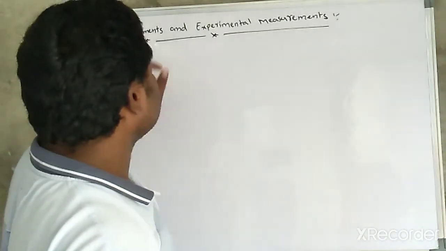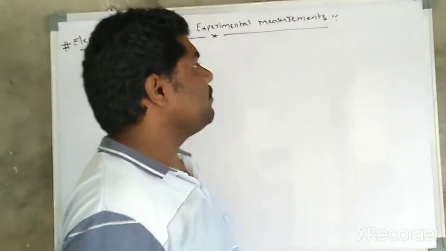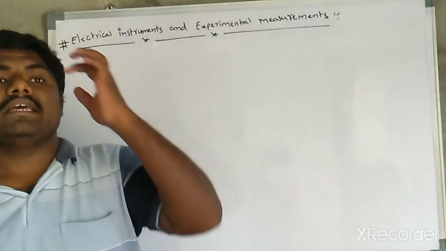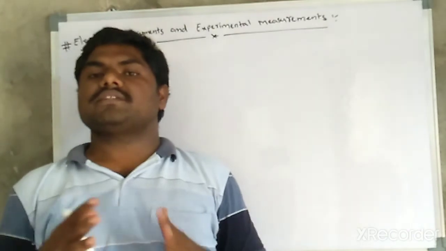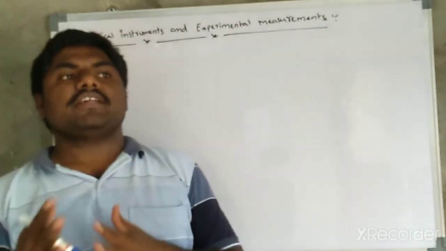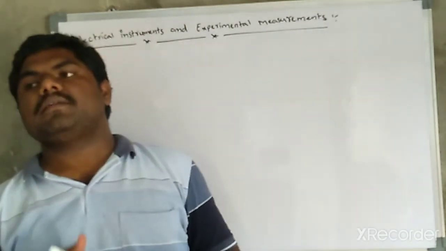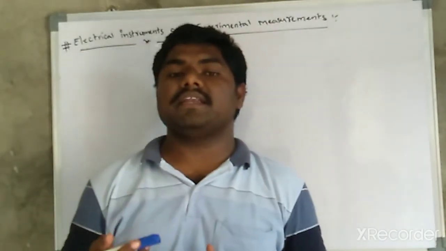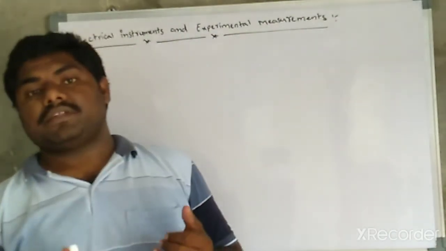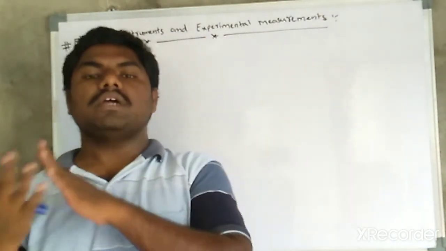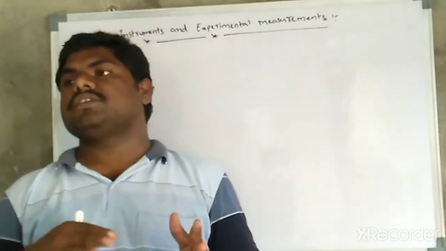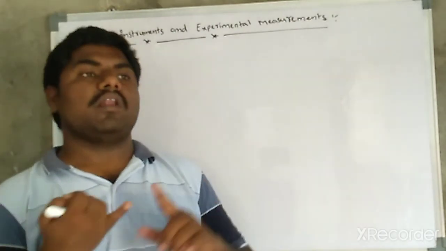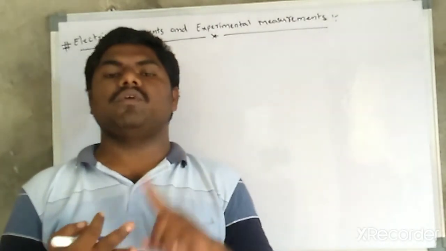Electrical instruments and experimental measurements. So here there are two ways in which various electrical parameters are measured experimentally. These are two types. One is the deflection type meters. These deflection type meters are nothing but galvanometer, ammeter and voltmeter.